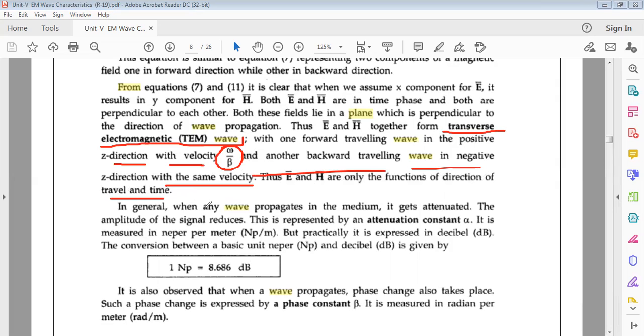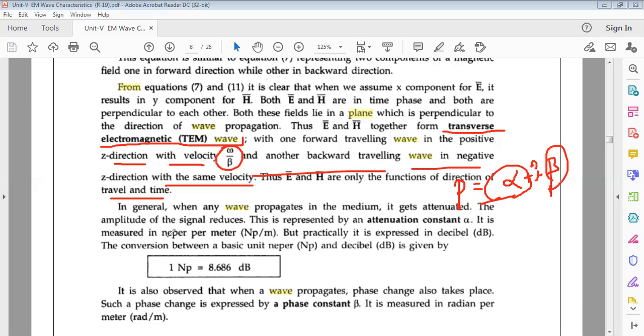Okay. In general, when any wave propagates in a medium, it gets attenuated. The amplitude of the signal reduces. This is represented by the attenuation constant α in the propagation constant γ = α + jβ, where α is the attenuation constant and β is the phase constant. If any wave propagates in a medium, it gets attenuated, meaning the amplitude reduces. This represents the attenuation constant α.